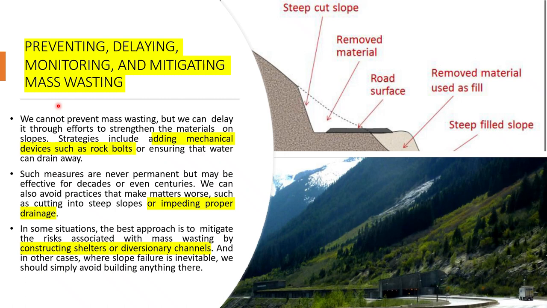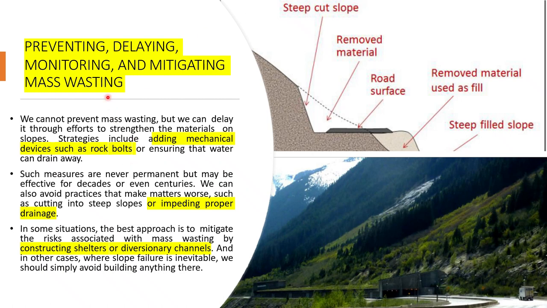Now we look into the mitigation, that is preventing, delaying, monitoring and mitigating mass wasting. For prevention, strengthen the material on the slope. This can be done by adding mechanical devices such as rock bolts, which help to anchor the soil in place. It can also be done by ensuring the water can drain away, as water can weaken the soil and make it more likely to slide. So avoid practices that make matters worse, including cutting into a steep slope or impeding proper drainage. These practices can increase the risk of mass wasting.